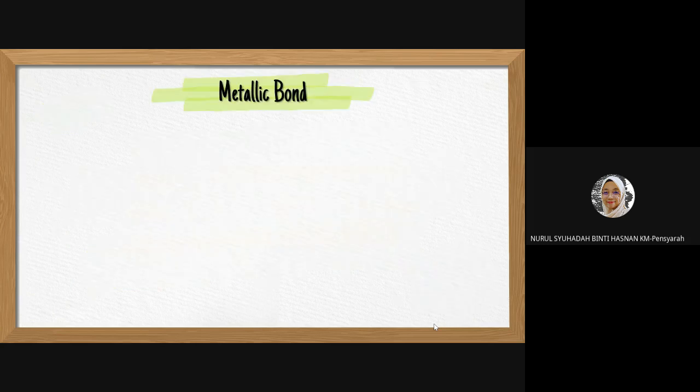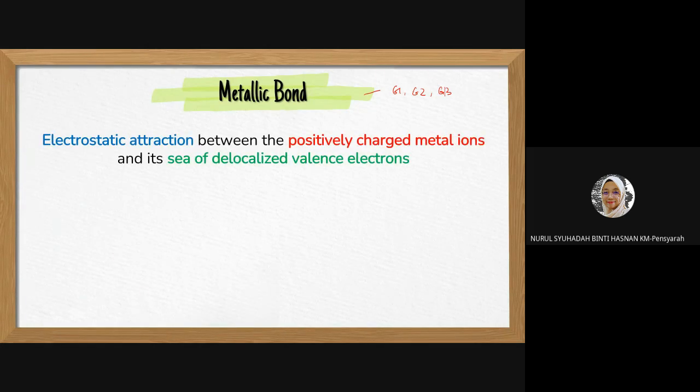Okay. So selalunya kita punya metallic bond kita akan tengok kepada selalunya group 1, group 2. Okay. Group 1 kita ada alkaline metal, group 2 kita ada alkaline earth metal. Okay, and then some of group 3 is also metal juga. Okay, group 13. Okay, so how does metallic bond form? Okay, so the electrostatic attraction between the positively charged metal ions and its sea of delocalized valence electron.